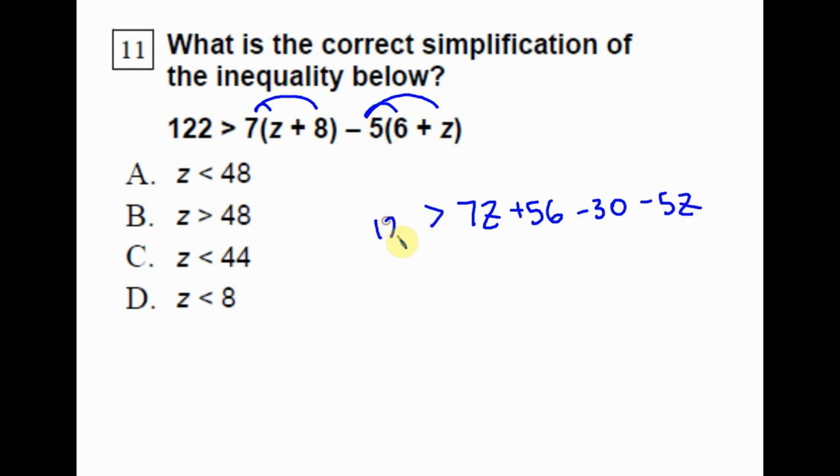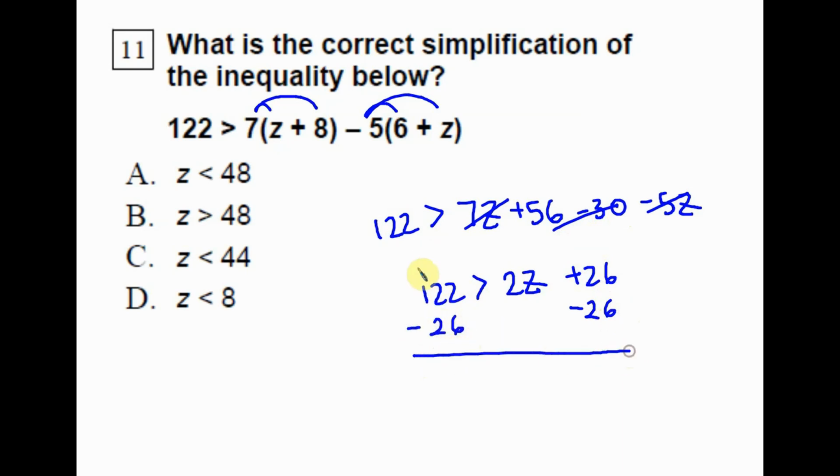That's less than 122. When you're combining the like terms, 7z and negative 5z can be combined to be 2z. 56 minus 30 will be positive 26. Now keep in mind that you're solving for z, so if I want to get rid of this positive 26, you'll be subtracting 26 on both sides. 122 minus 26 will become 96. That is bigger than 2z, where if I want to get rid of the 2, you're going to divide by 2 on both sides. And then z becomes bigger than 48.